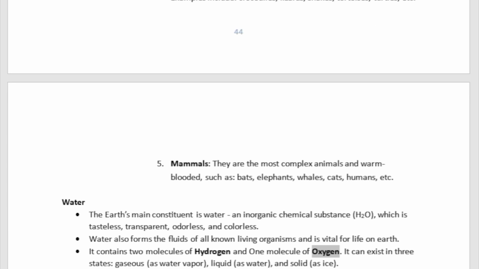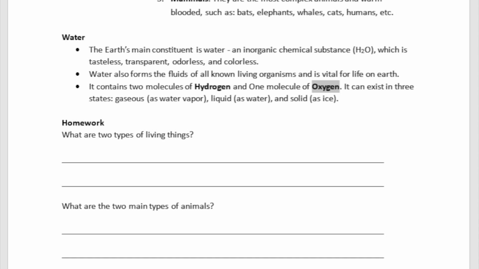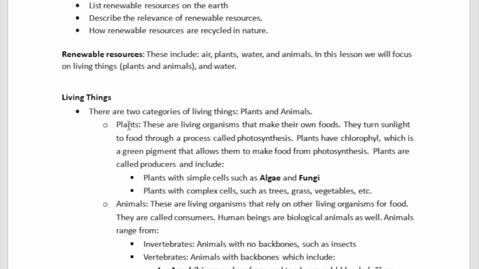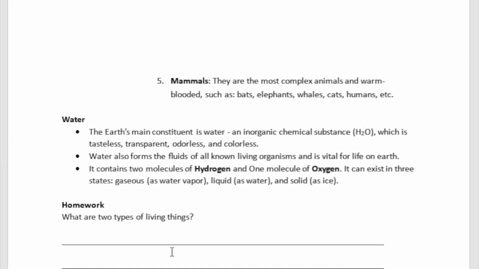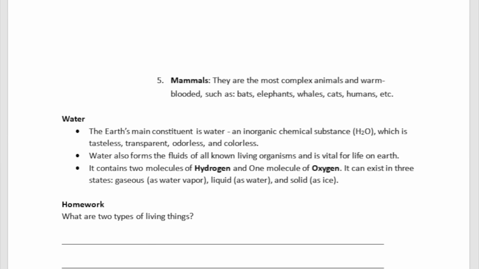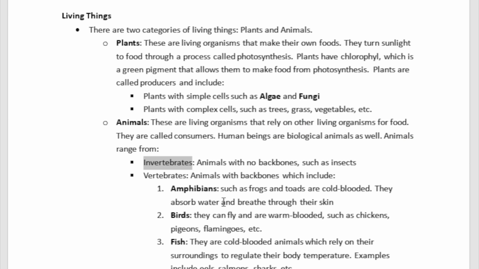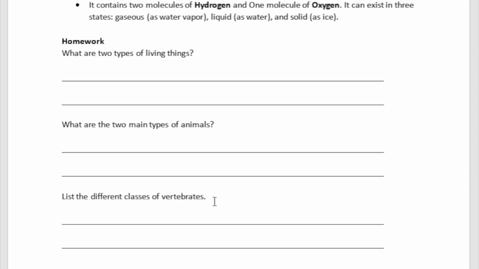So go ahead and turn to page number 45 and answer these questions for me. What are the 2 types of living things that we talked about today? Well, 2 types of living things are going to be plants and animals. So go ahead and document that. What are the 2 main types of animals? Well, 2 main types of animals are going to be invertebrates and vertebrates. So animals with backbones and animals without backbones.